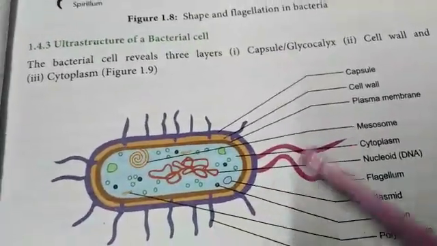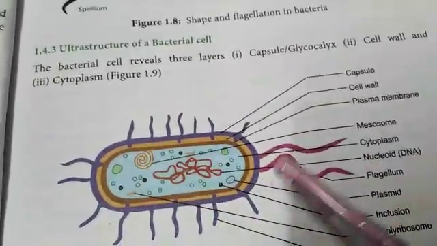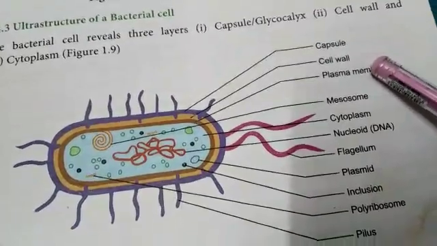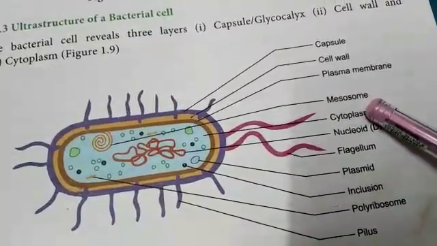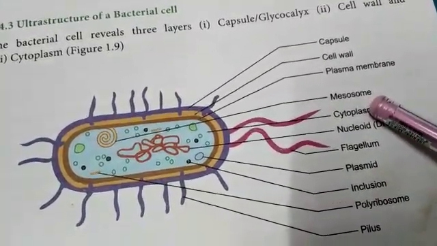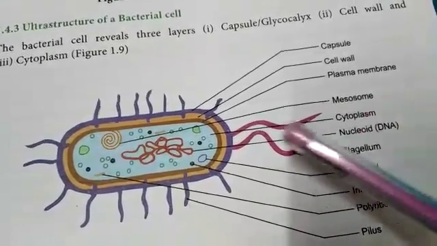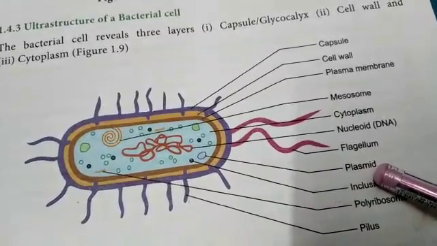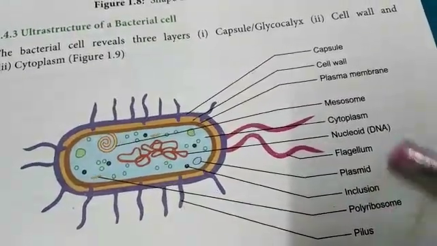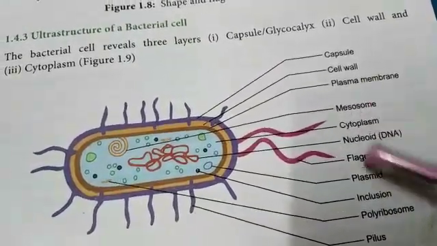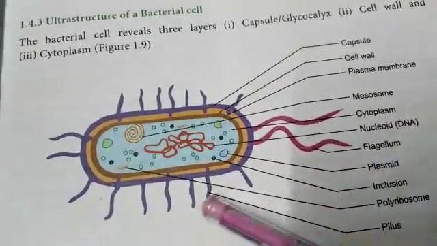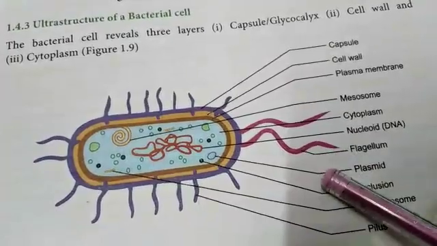So this is the ultrastructure of the bacterial cell: capsule, cell wall, plasma membrane, and cytoplasm. Inside the cytoplasm, we learned about the bacterial chromosome, that is the nucleoid, plasmids, other cellular inclusions, ribosomes, mesosome, pili, and flagellum. This is the ultrastructure of the bacterial cell.